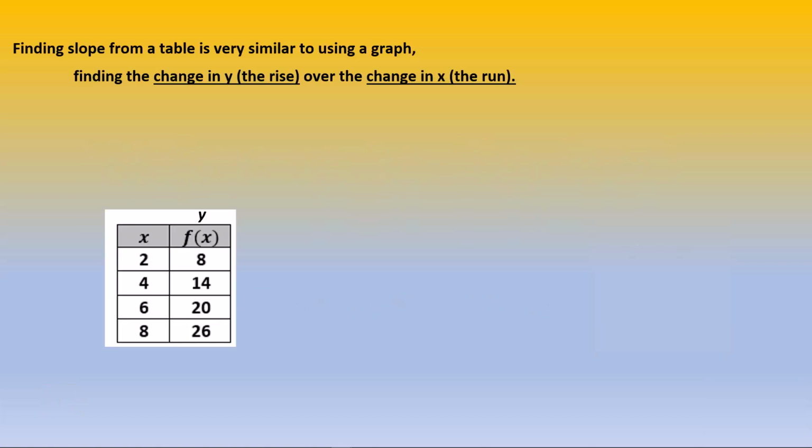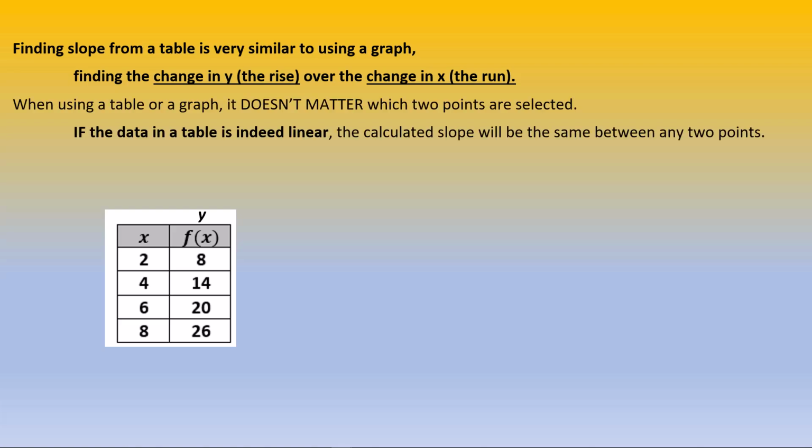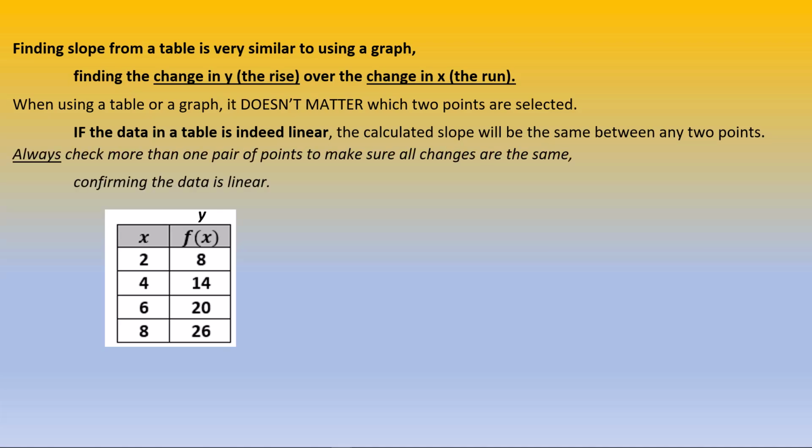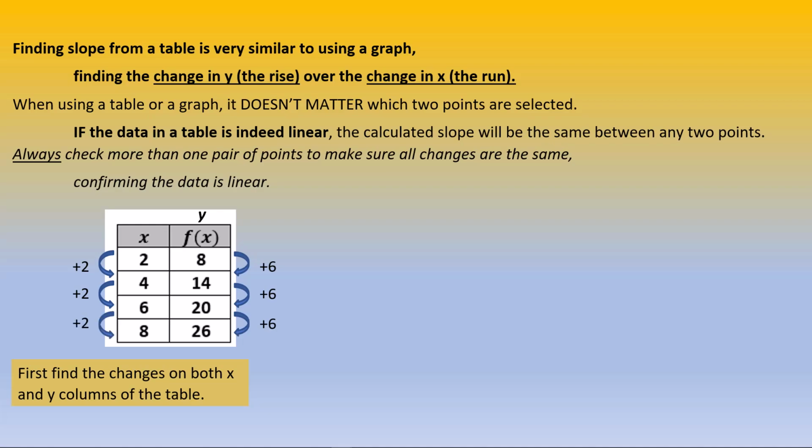Finding slope from a table is very similar to using a graph, finding the change in y, the rise, over the change in x, the run. When using a table or a graph, it doesn't matter which 2 points are selected. If the data in a table is indeed linear, the calculated slope will be the same between any 2 points. Always check more than one pair of points to make sure all changes are the same, confirming the data is linear. First, find the changes on both x and y columns of the table.